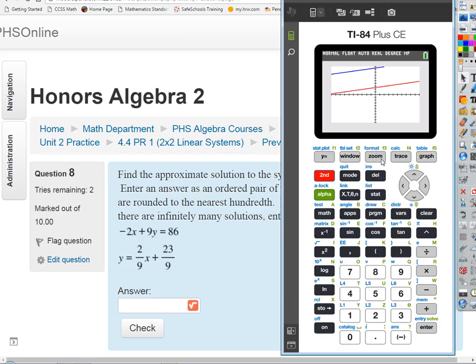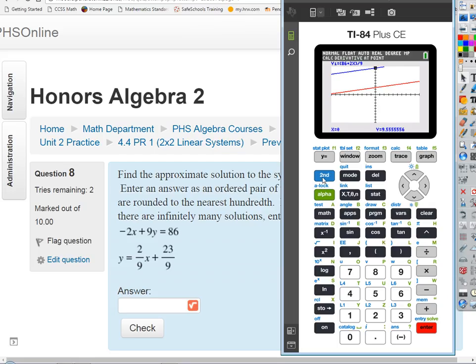If we go second calc, number 6, dy/dx, that's our calculus way of saying slope. And so if I want to know the slope of this line right here, I just hit enter, and it tells me that the slope is 0.2 repeating.